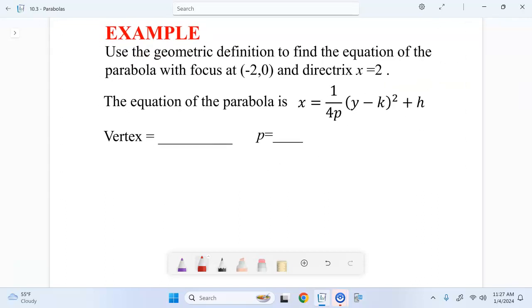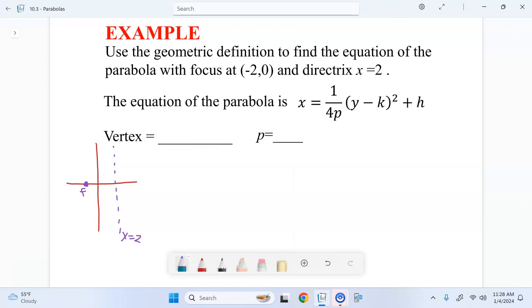Where's my focus located? Okay, where is that? On the left, on that x-axis, -2, 0. Okay, there's my focus. And directrix, x equals 2. What kind of line is that going to be? X equals 2. So now we've got a vertical line at x equals 2. So what direction is our parabola going to open?